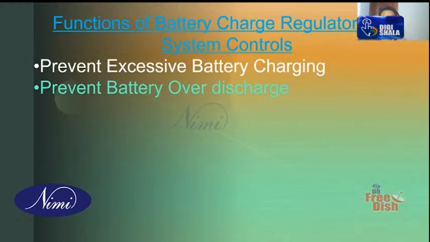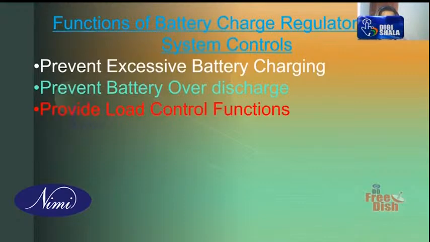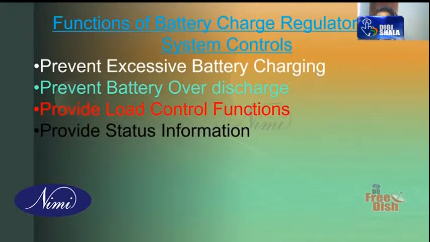It prevents excessive battery charging, battery overcharging, and battery over discharging, and it has a load control function. It can control, as per the load, whether the supply should go from the battery or directly from the solar module. That all will be controlled by the charge controller. And it gives status information. Many indications will be given: whether the battery is connected or not, whether it is getting charged or not, whether it is over discharged or not, whether the module is working or not. All the displays you will get.